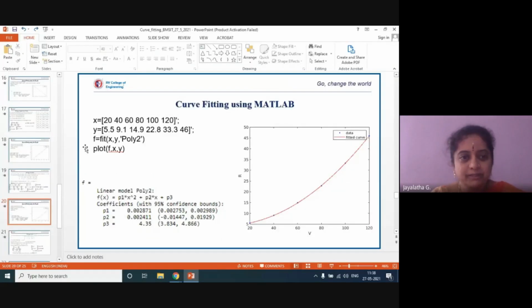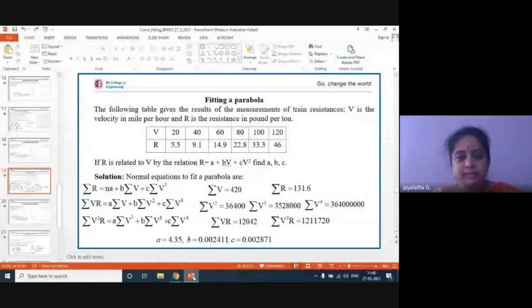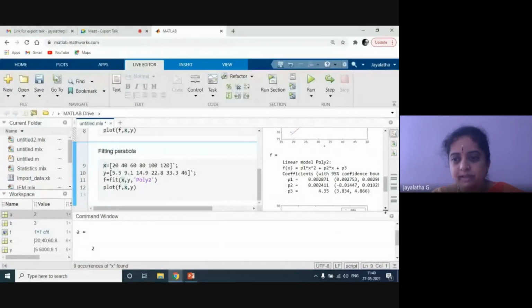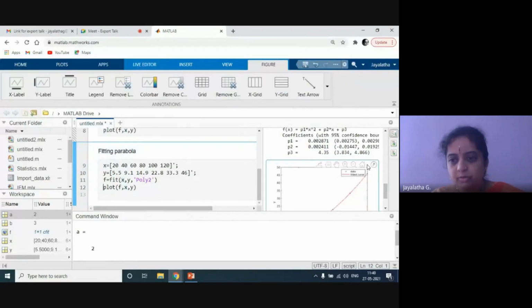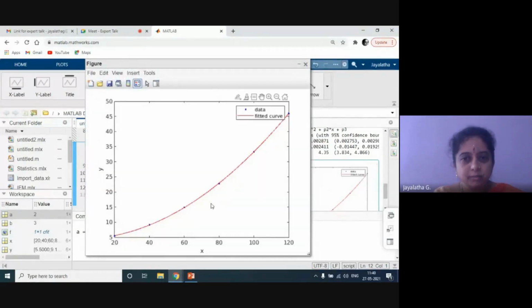We'll just try doing this on Matlab. It's perfectly matching. And let's observe the graph in a new window. Yes, blue dots are your data points and the red line is your fitted curve, which is a parabola, a second degree polynomial, and see how nicely they are coinciding, right? So the best suited curve for the data was a parabola in this case.